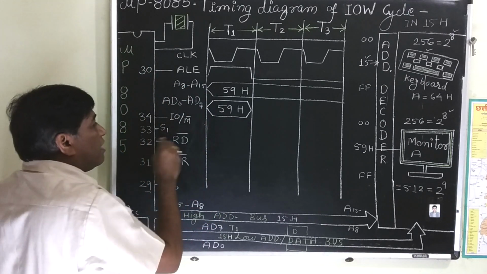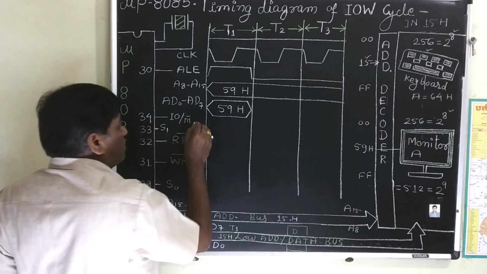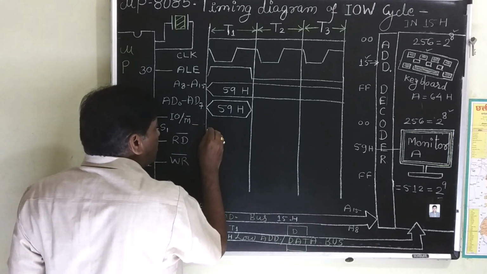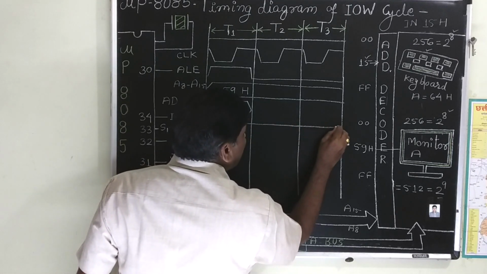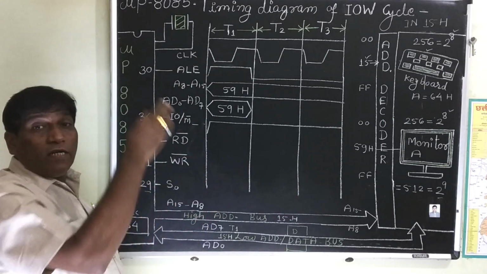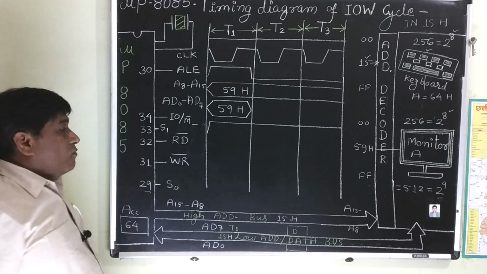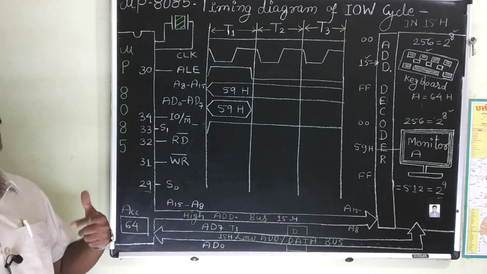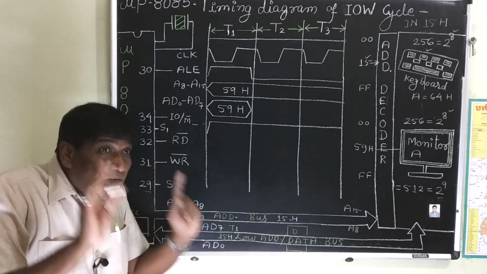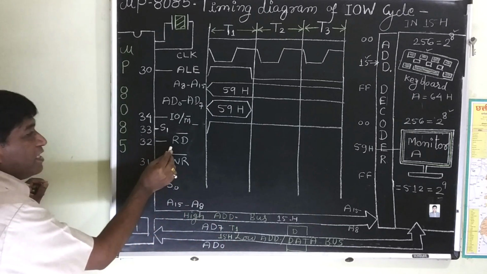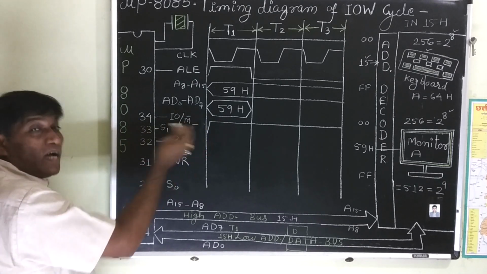59H. And if you see the IOM bar, because it is an IO operation, this IOM bar must be high throughout all 3 T states, T1, T2, T3. Now, what is the status of read bar? Because it is a writing operation, read bar will not be activated. Not activated means read bar is activated low, so it should be high.